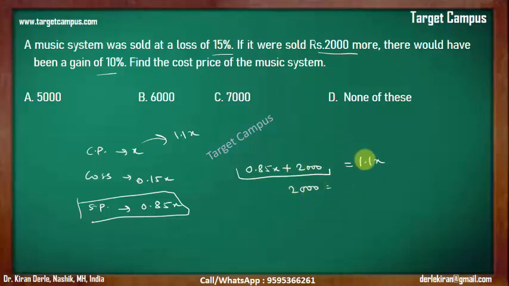2000 is equal to this minus this, which is 0.25x. x is equal to 8,000, right? 25 eights are 200. So the cost price of the music system is 8,000. So the answer is 8,000. I hope you are getting this point, right?